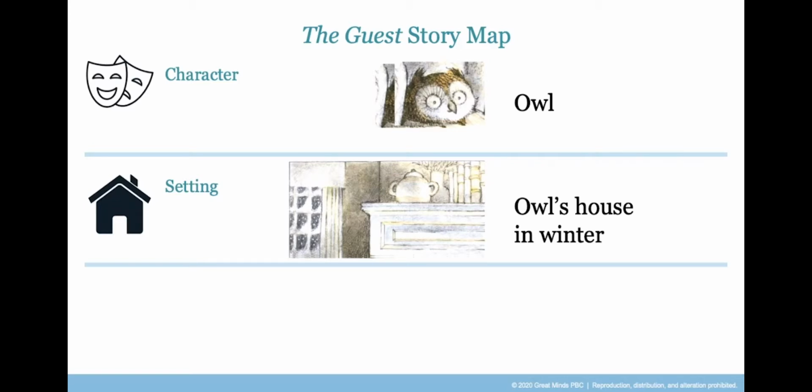I'm going to add winter to the setting on this map, but it's okay if your map looks a little different. Since the setting also includes where the story takes place, I will add Owl's house to the setting as well. Remember, you will need your character and setting recorded on your story map. So I would like for you to pause the video now if you need to add or make changes to your map.